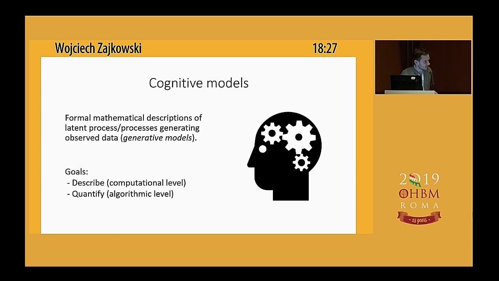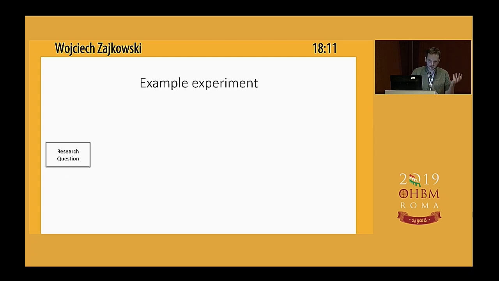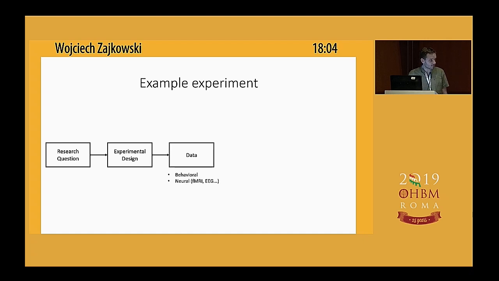So let's start with a very simple example which will be taken from my area of expertise, which is decision making. So let's imagine we are concerned with the question about how time pressure influences decision making. A very simple question. We have a research question. We design an experiment where we manipulate all the relevant variables. We collect data, both behavioral data and neural data.